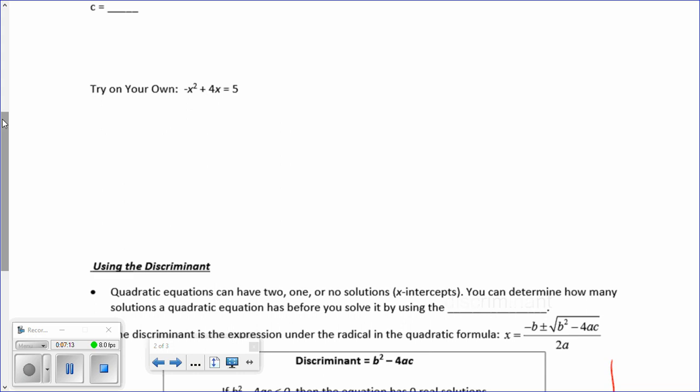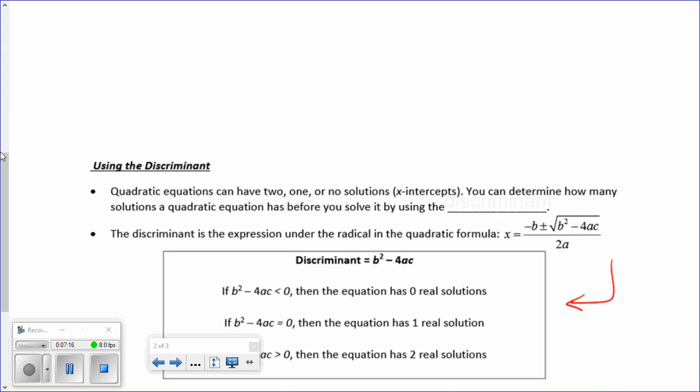Okay? So the next part is all based on the discriminant, which I told you about. It's the part under the radical. It does not include the radical. Okay? But it can help us determine how many solutions there are for a quadratic equation before we even try to solve it.